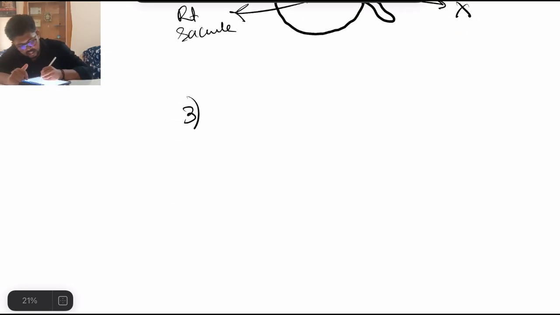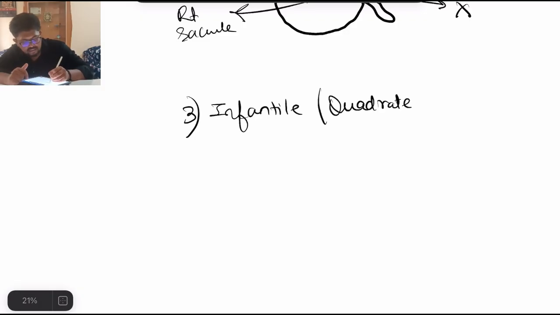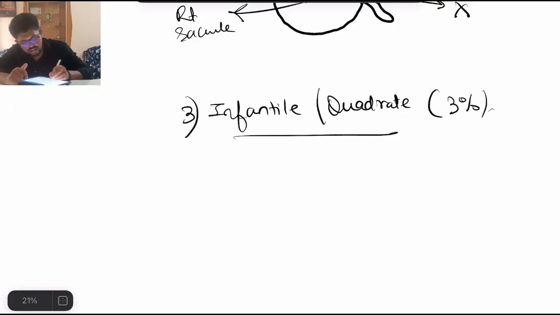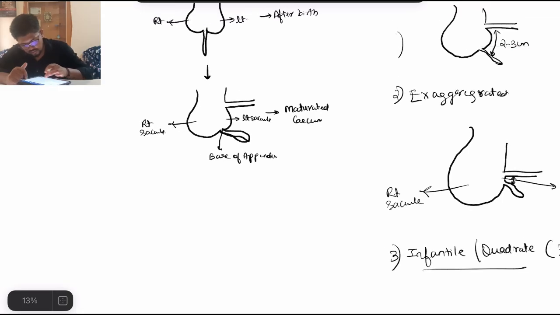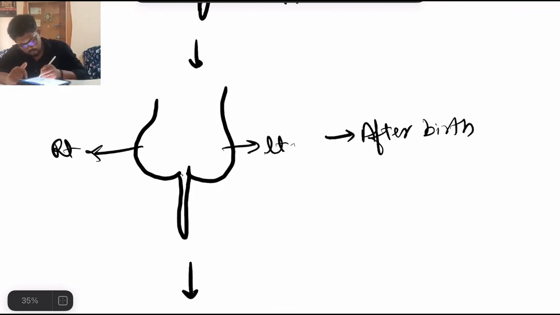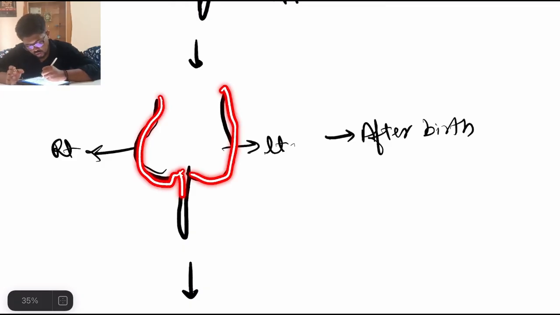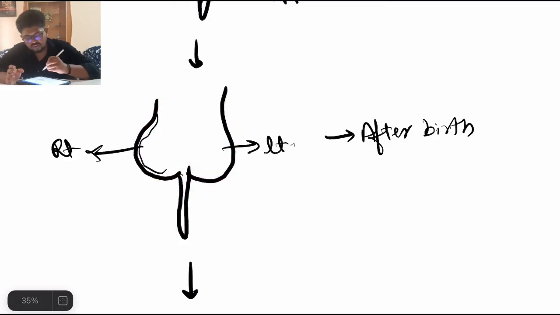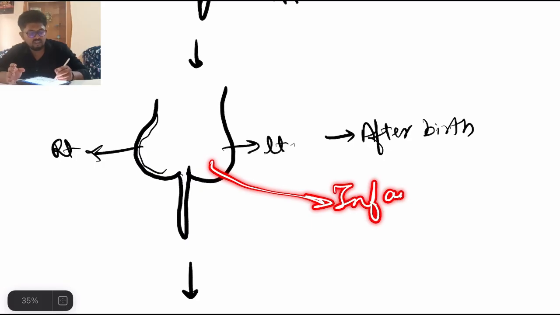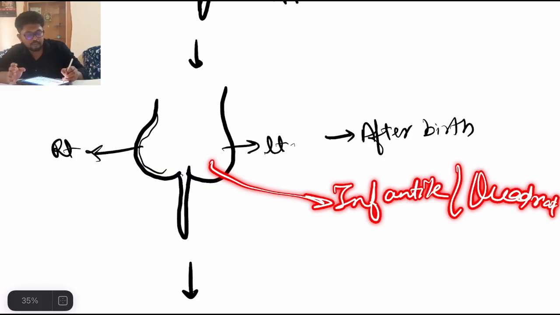Then the third type is what? Infantile type, or you can say quadrate type. It is seen in 2 to 3% of the population. This is the one where there are equally divided right and left saccules, and in the concavity the base of the appendix is present. So this is called the infantile, or quadrate type.